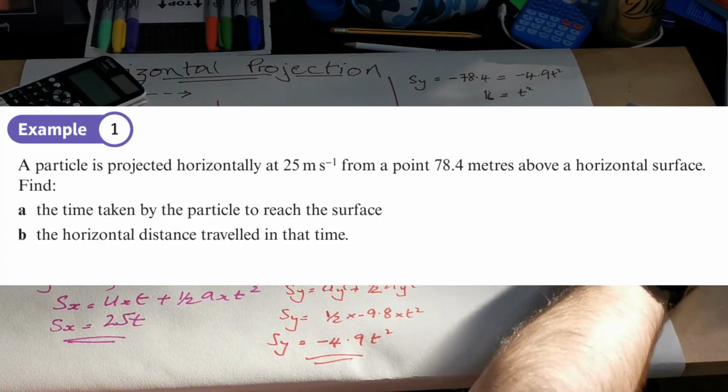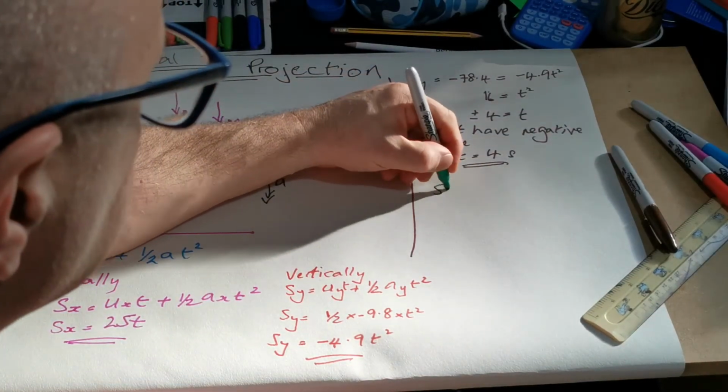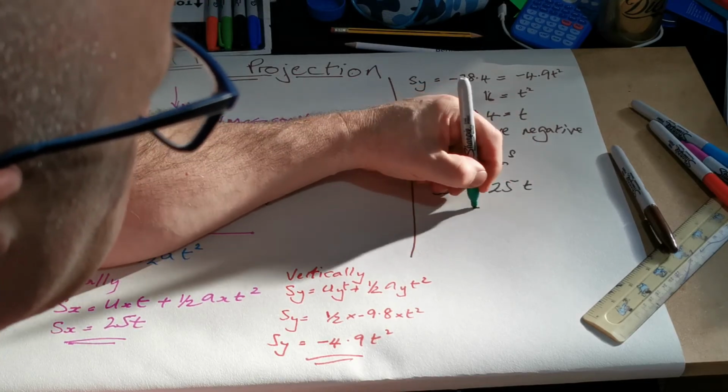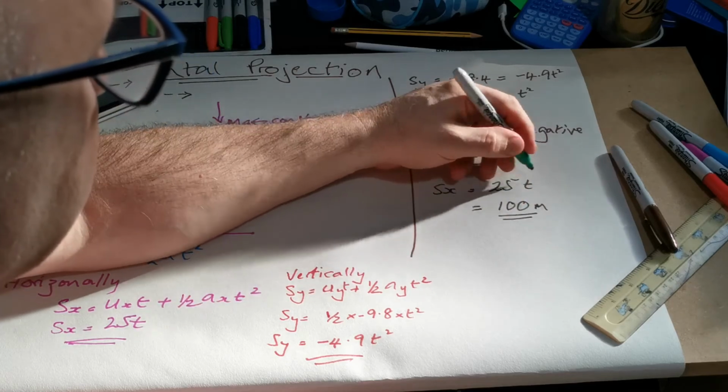Right, part B, the horizontal distance travelled in that time. So I've got Sx is equal to 25t. So that would equal 100 metres, because I would have to do 25 times 4.